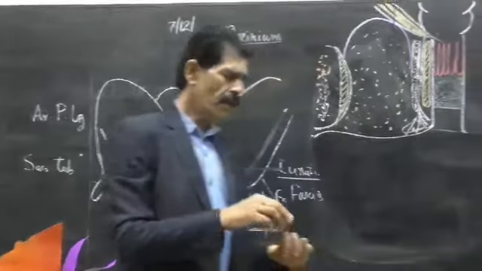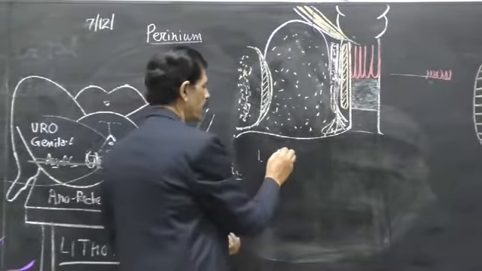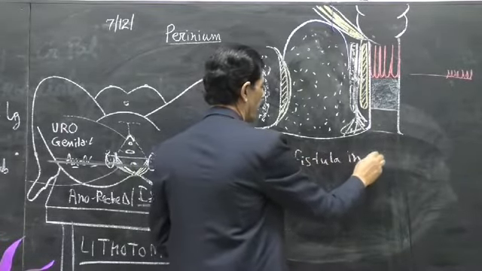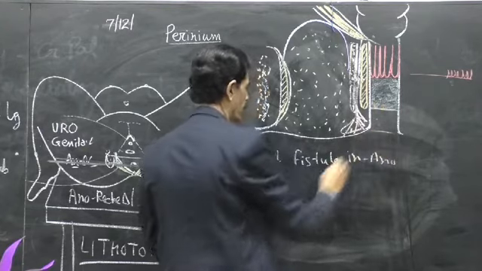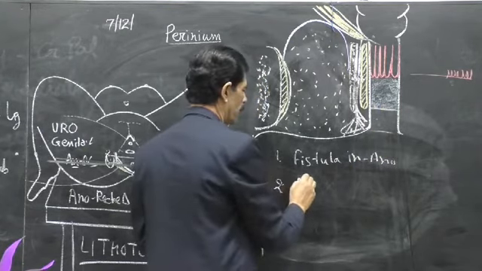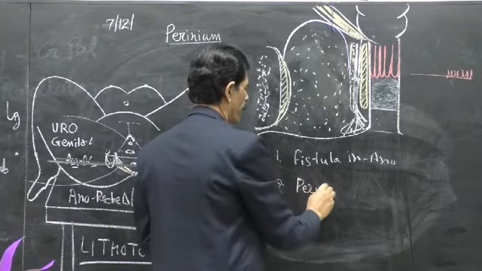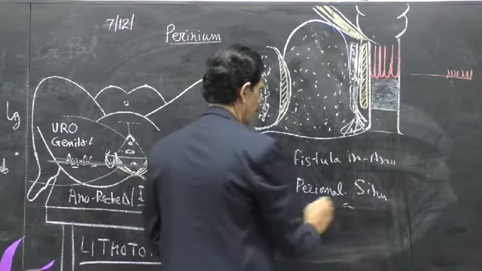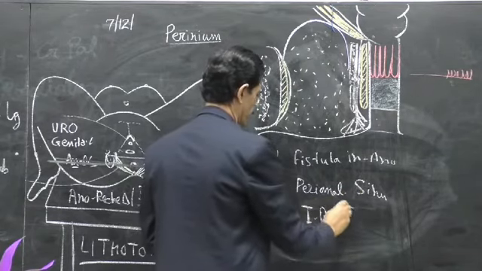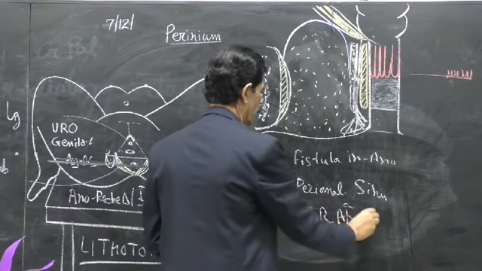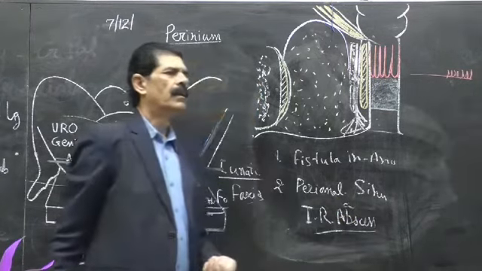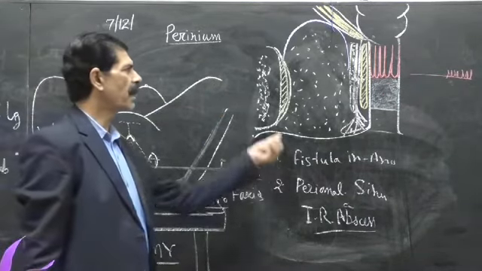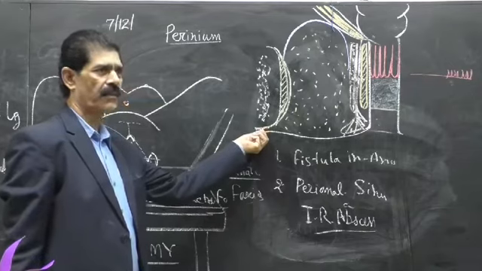Regarding its applied anatomy, number one is the fistula in ano. Then comes the perianal sinus, also called the ischiorectal abscess. So these are the two important applied anatomy topics related to the ischiorectal fossa. This diagram you have to practice whenever there is a question on the ischiorectal fossa.